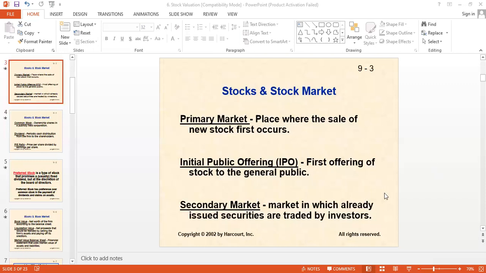So we are done with this slide. Basically, we are done with the primary market, we are done with the secondary market, and we have also done the initial public offering. Moving forward to the next slide.